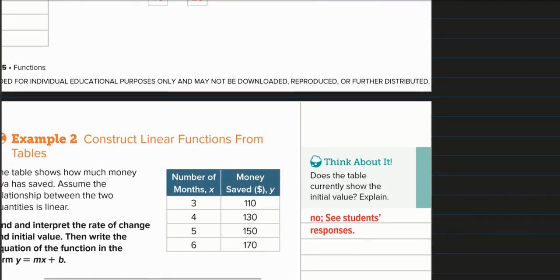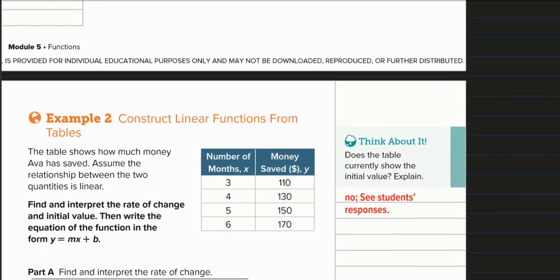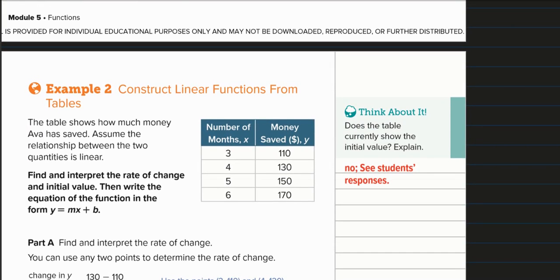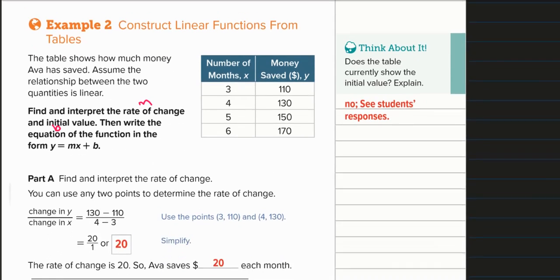Next, let's look at another example. So in this example, the table shows how much money Ava has saved. Assume the relationship between the two quantities is linear. Find and interpret the rate of change and initial value, then write the equation of the function in the form y equals mx plus b. So we have our slope and we have our y-intercept.